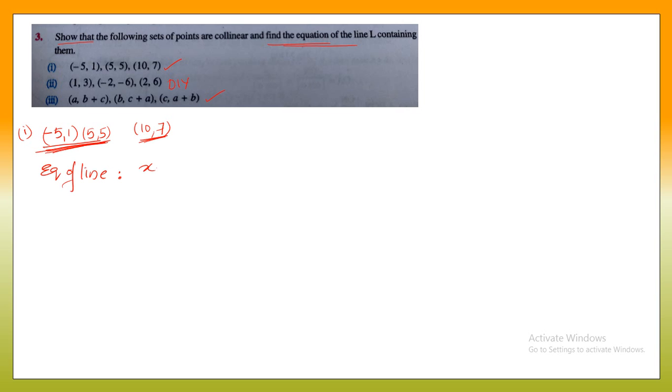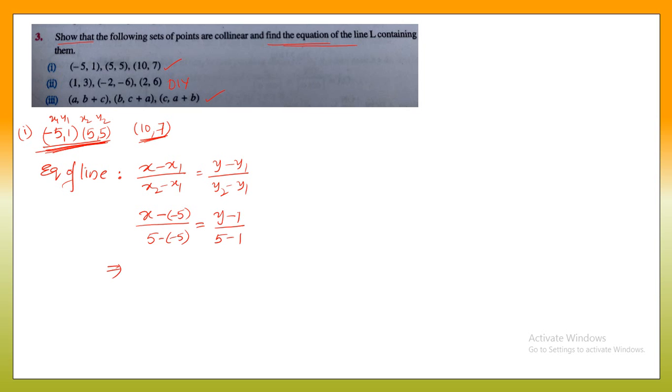So the two-point formula is nothing but (x minus x1) by (x2 minus x1) is equal to (y minus y1) by (y2 minus y1). On substituting the values, this is x1, this is y1, x2 and y2. Now, x minus x1, so x1 is minus 5, by x2 minus x1, so 5 minus of minus 5, is equal to y minus y1, so y1 is 1, by y2 minus y1, so y2 is 5 minus 1.